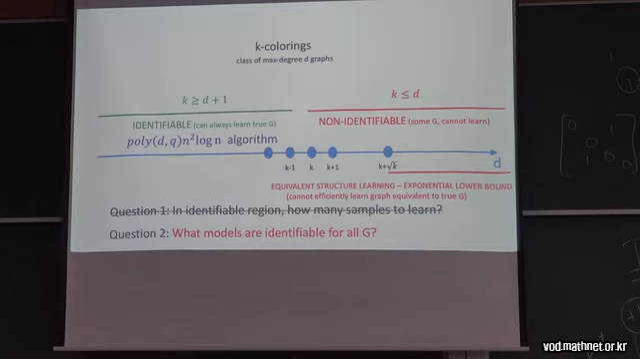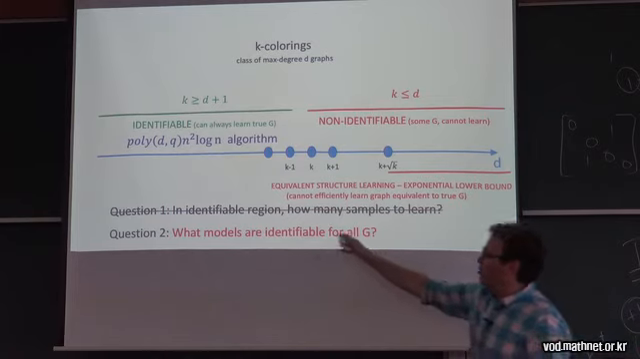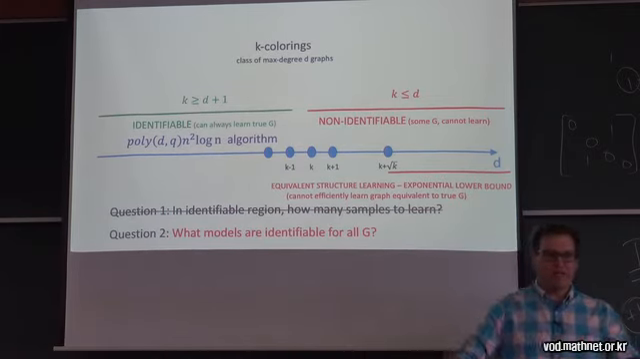Anything? Okay, so colorings, it turns out that there's some graphs where you can't identify it for some range of parameters. I want to know for what sort of models can I identify it for all graphs. I got an infinite number of samples. Okay?